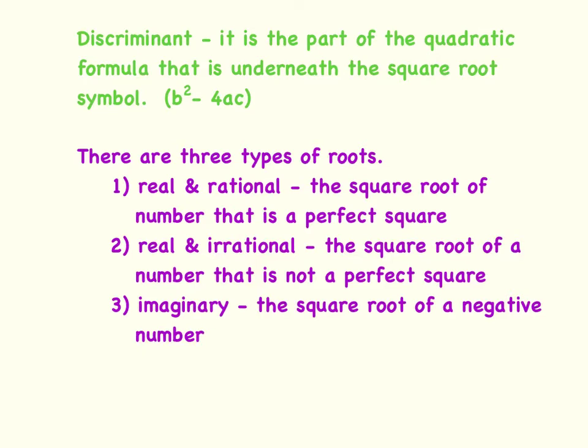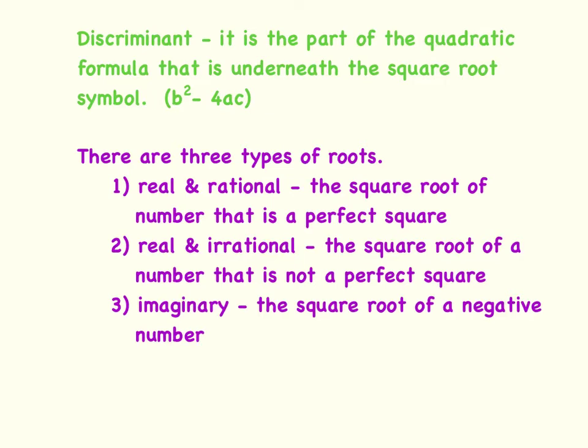There are three types of roots that we can have. Number one, real and rational. These roots or solutions are the square root of a number that is a perfect square. For example, the square root of 36. 36 is a perfect square, so this would be considered a real and rational root.